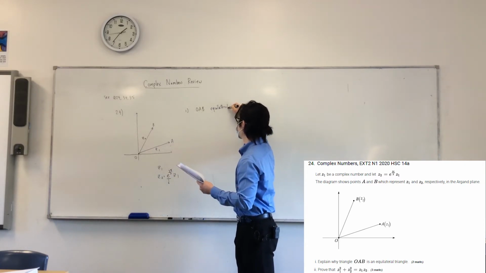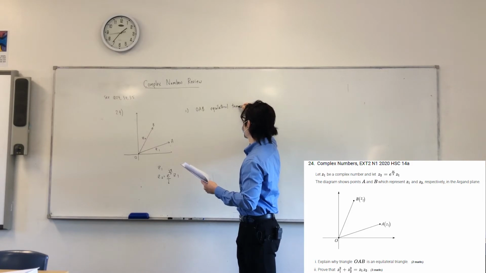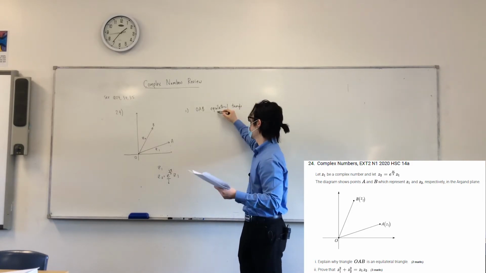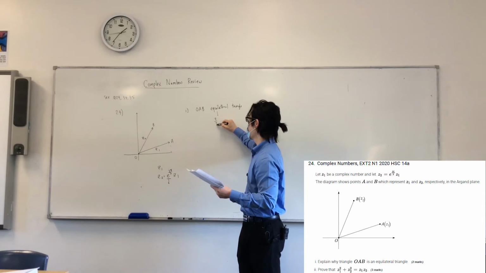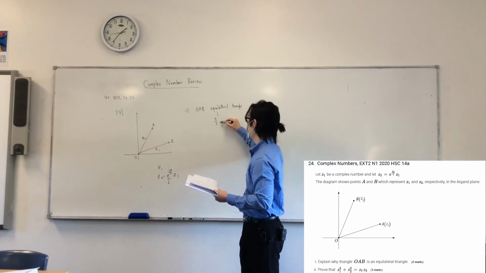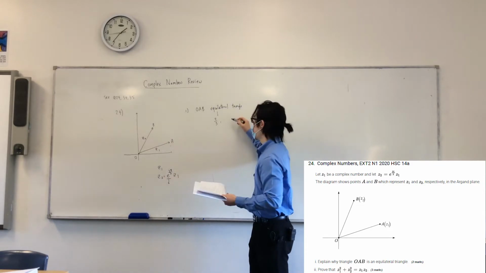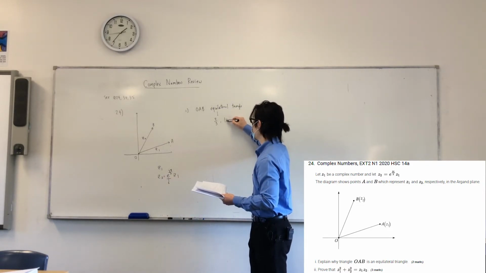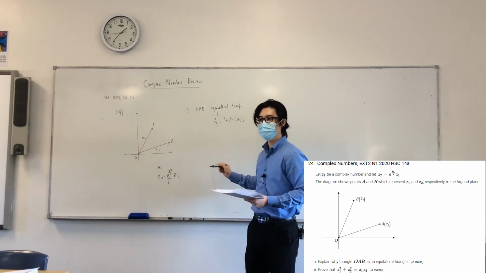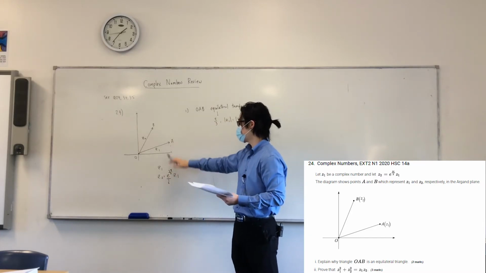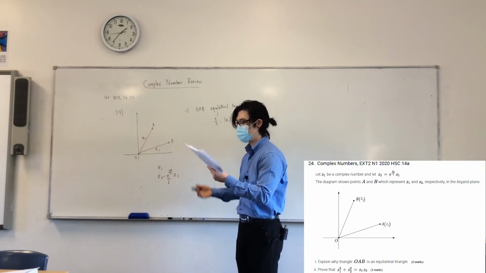So if I want to prove this, what properties do we know? Well, we need pi over 3 for the angles, and we need the lengths to be the same. So in this case, we need to prove the modulus of Z1. Does that make sense? So if we can show this here with the information we're given, we're done with that question. It is worth 2 marks.